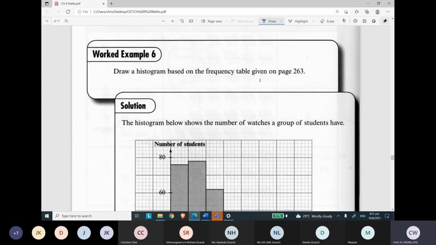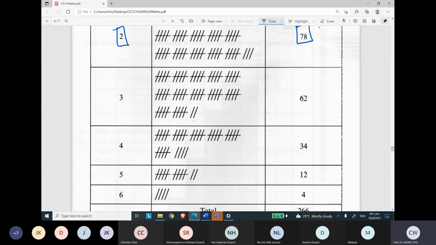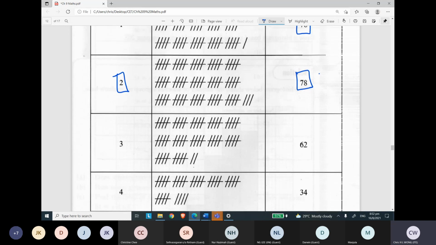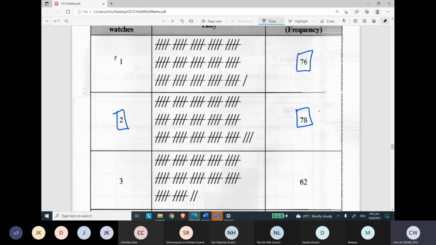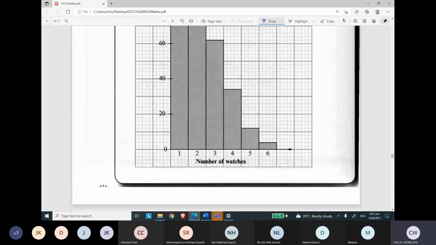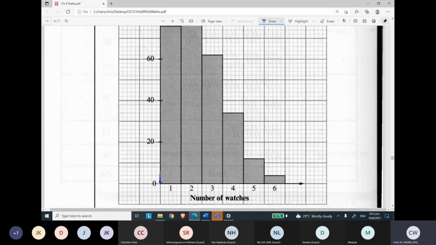So draw a histogram based on the frequency given in 263. This one, you're supposed to draw a chart. This one refers to a group. This is one watch, this is two watches, this is three watches. Now, the histogram, if you look at this, it looks very similar. This is like a group. A histogram has a group of one watch, a group of two watches, a group of three watches. Normally, a histogram makes use of groups.